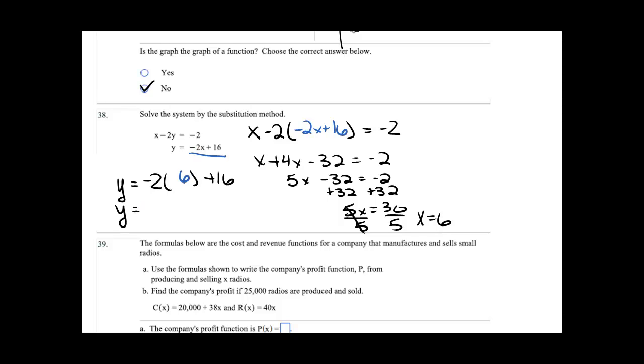So in working this out, we get negative 2 times 6, which is negative 12, plus 16, which is 4. So we have y is 4, we have x is 6. Our answer is going to be an ordered pair, and it needs to be alphabetical, so x and then the y.